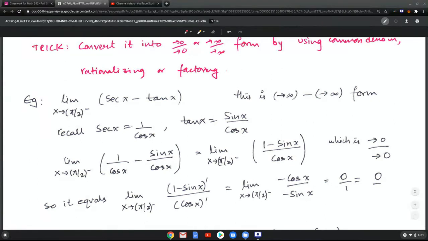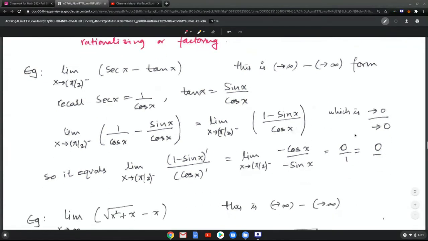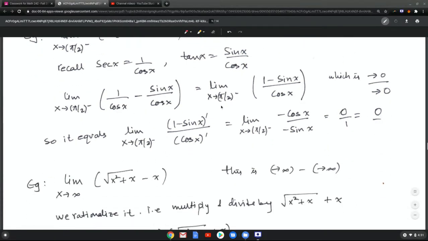Now, I want to write this as a fraction, so I recall by the definition of trigonometric ratios that secant is 1 over cosine and tangent is sine over cosine. And then I can rewrite this as 1 over cosine minus sine over cosine. And suddenly I have 1 minus sine x over cosine x, which is 0 over 0, which means I can take the derivative, it's L'Hopital's rule, and it ends up becoming 0.